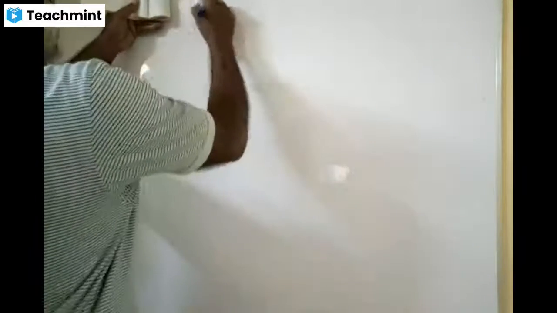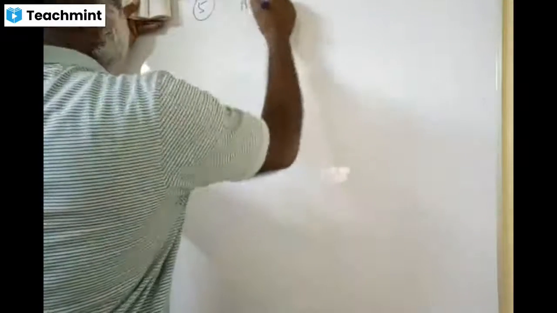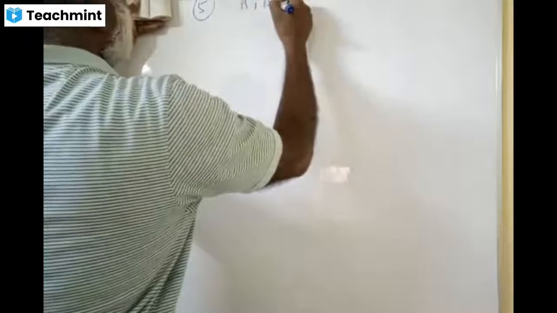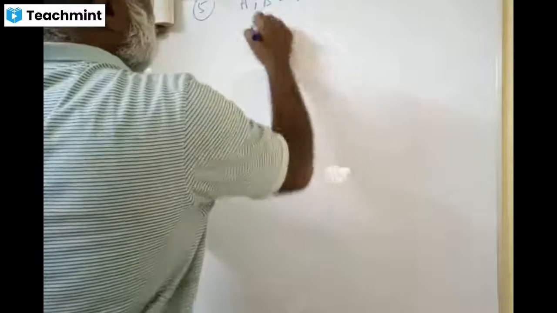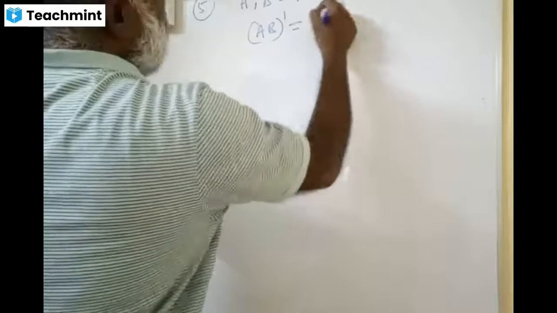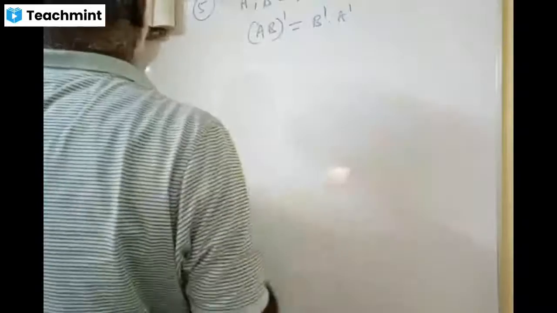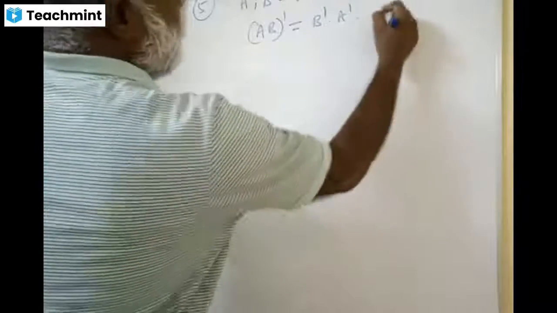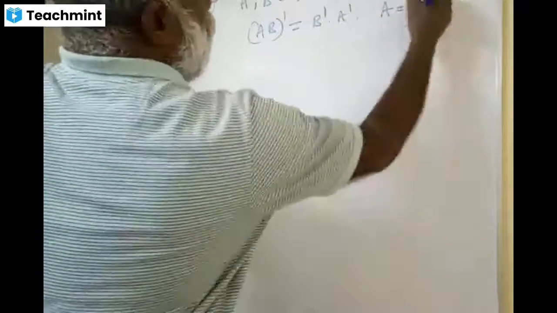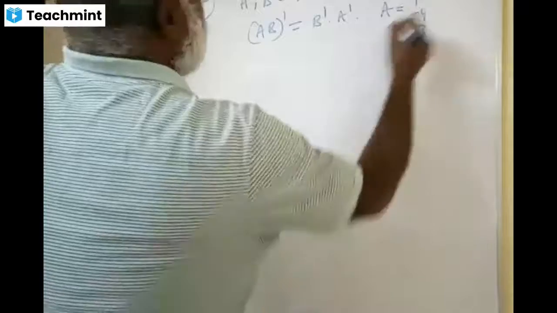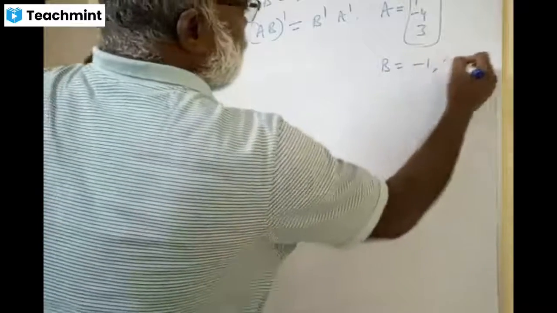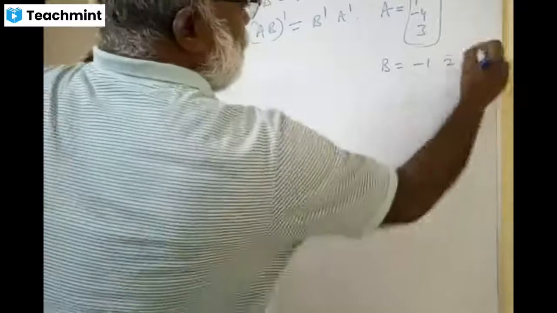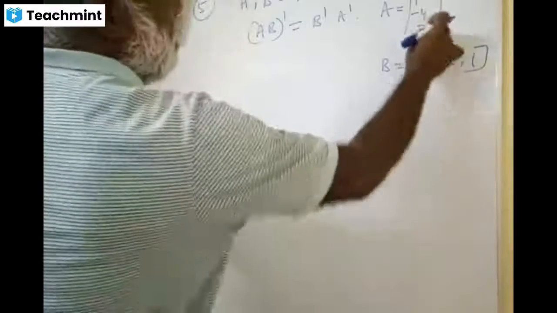Fifth one. A and B are two matrices. Prove that AB whole transpose equals B dash into A dash, where A is given as 1, minus 4, 3 and B is given as minus 1, 2, 1. This is a column matrix, this is a row matrix.